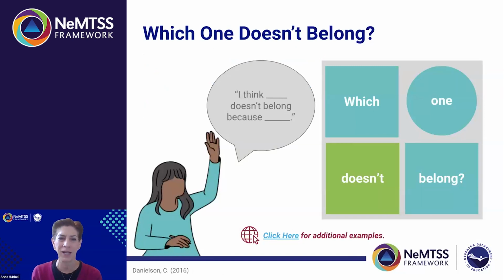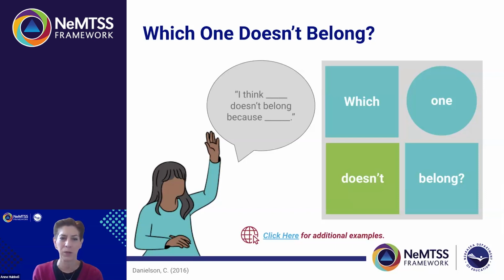Another fun strategy that helps students with critical thinking as well as using academic language is which one doesn't belong. When teachers use this strategy, they need to make sure there are many factors that could go together so that students don't all see the same thing. It doesn't matter which one the student chooses. The important thing is that the student can defend why.